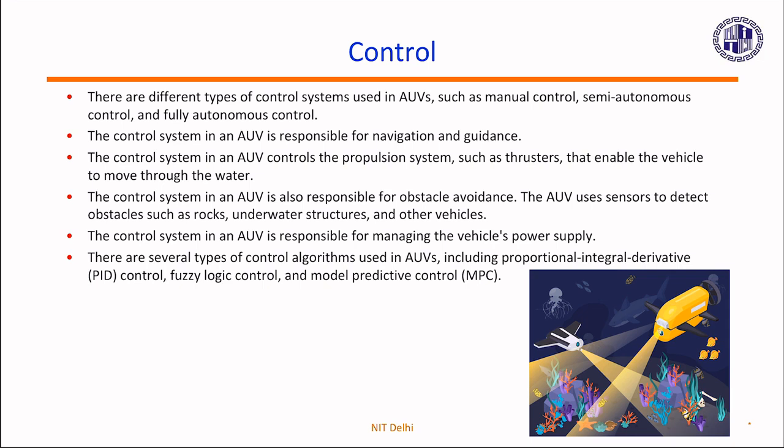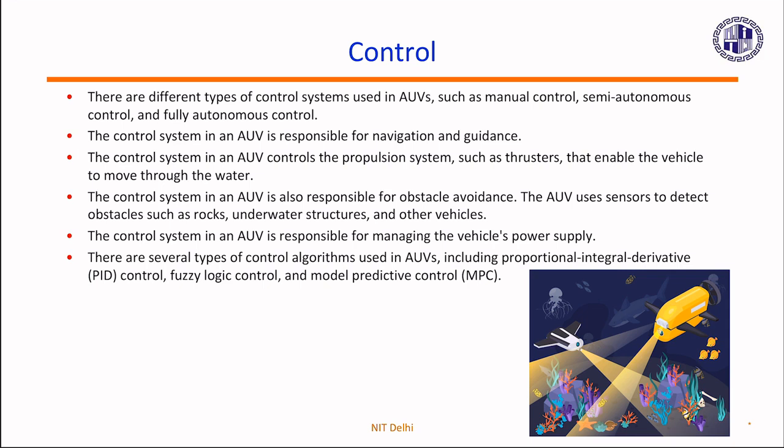Mission planning. The first step in mission planning is to identify the mission requirements. The requirements may include the area to be surveyed, the type of data to be collected, and the equipment needed for the mission. Once the mission requirements have been identified, the next step is to plan the EUV's route.